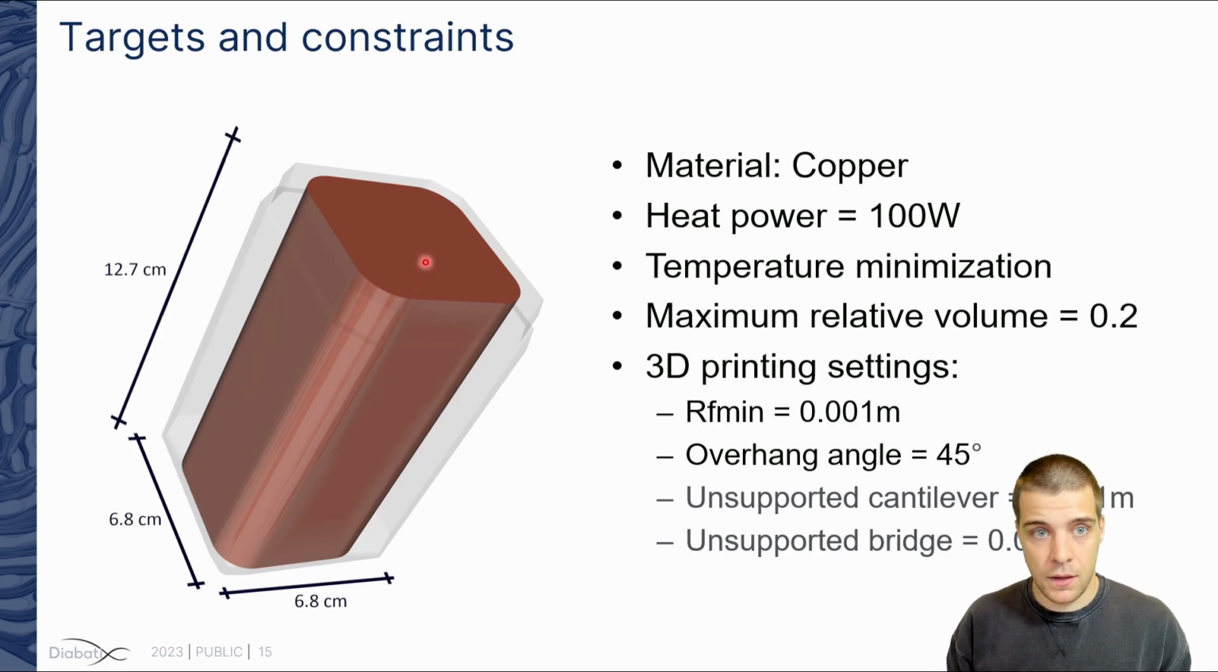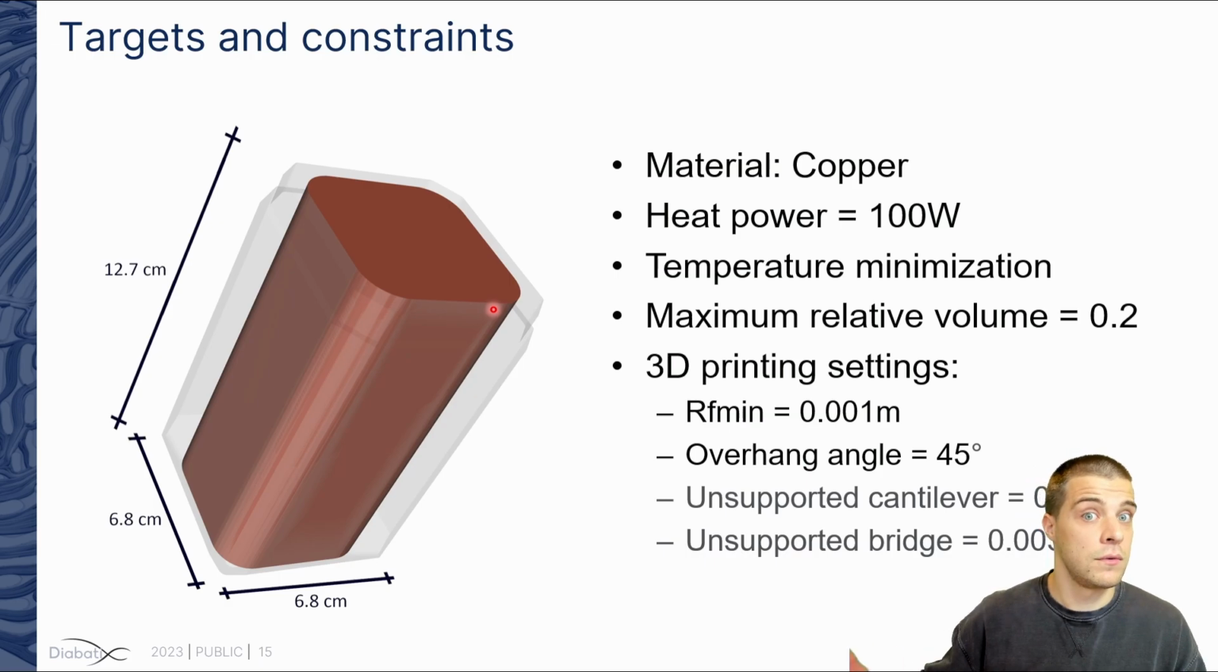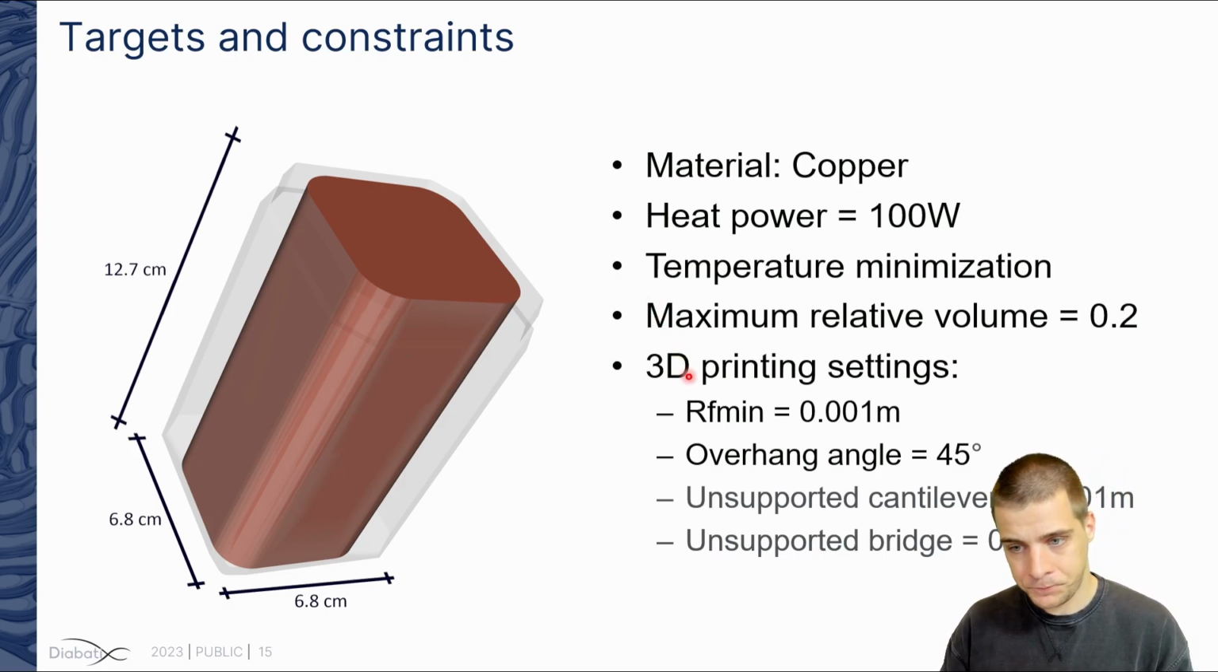Okay. So let's cover now how we tackled this problem in Coldstream. The container and the design itself will be made out of copper. So very common for those applications. Makes the design also very heavy. We'll then put a temperature minimization objective to maximize the heat exchange efficiency, of course, while also putting a maximum relative volume of 20% on the design domain.